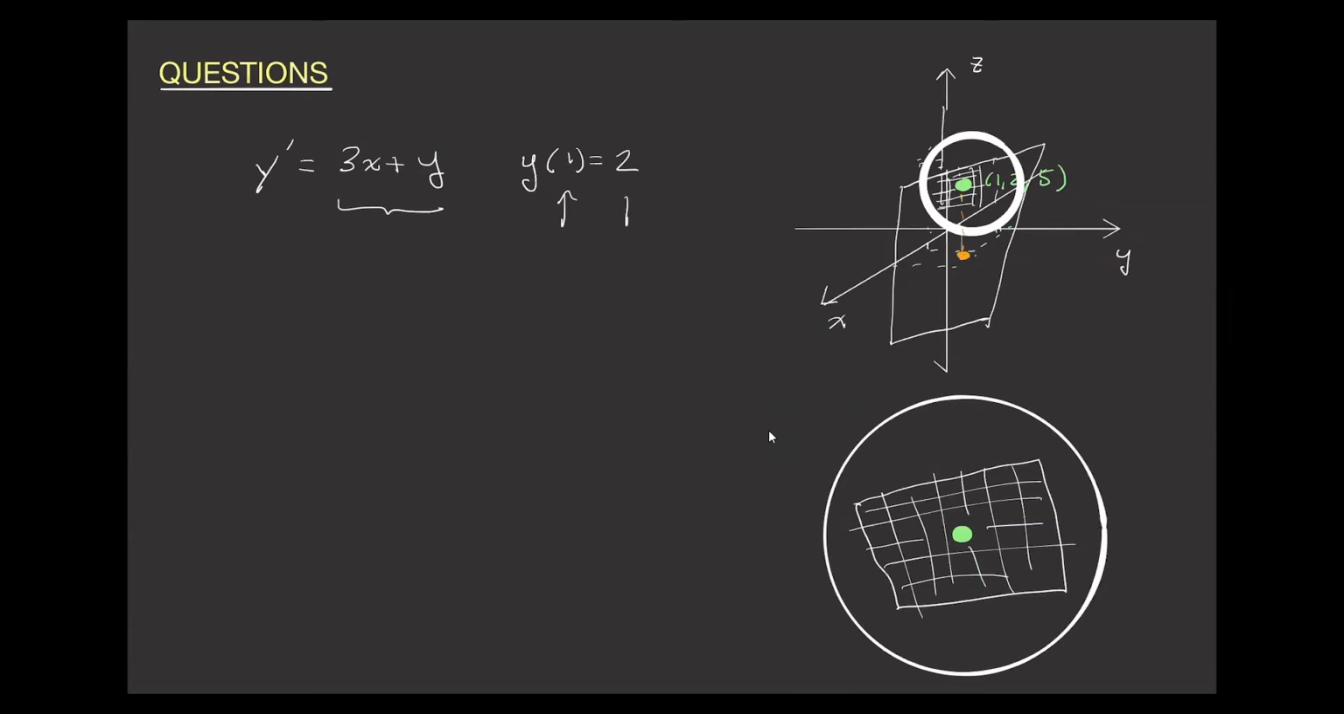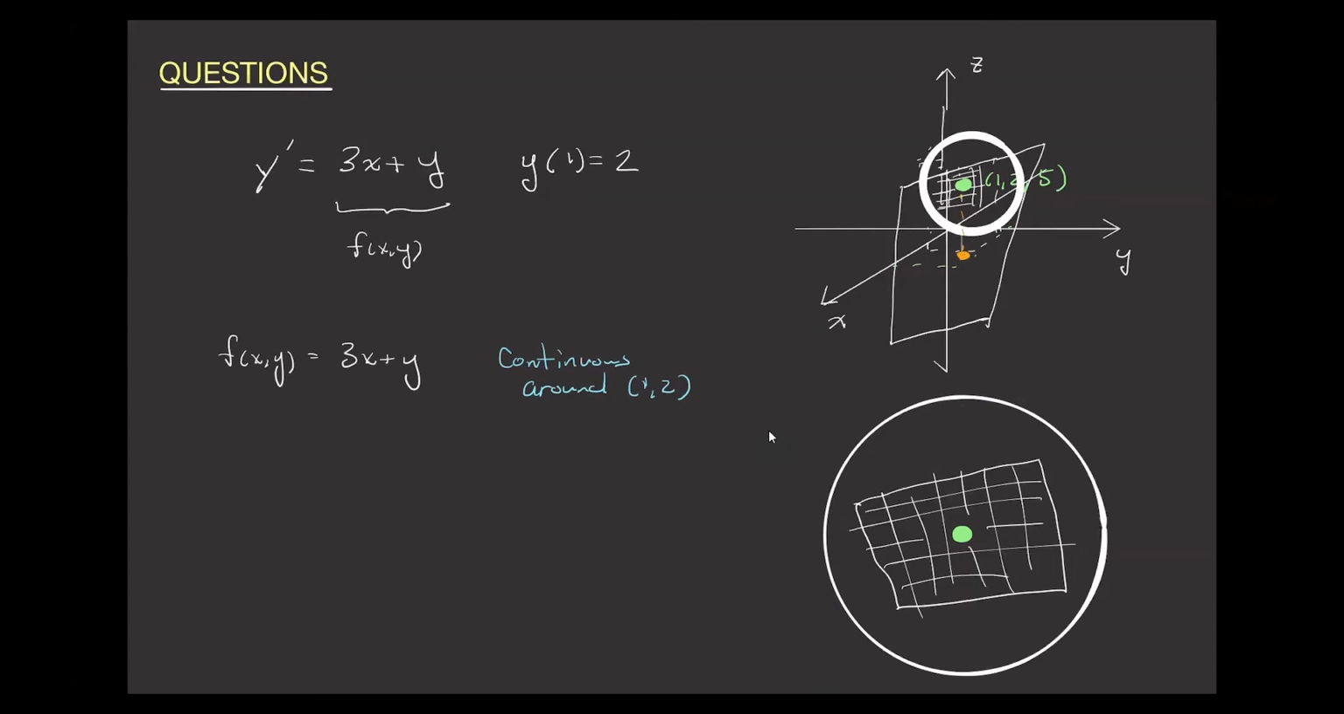Now you also have to check that the partial derivative is continuous around this point. If you take the partial derivative of this function, this is our f of x, y. So f of x, y is 3x plus y. That is continuous. And it's continuous around the point 1, 2, because it's this nice smooth sheet. There are no tears or anything.